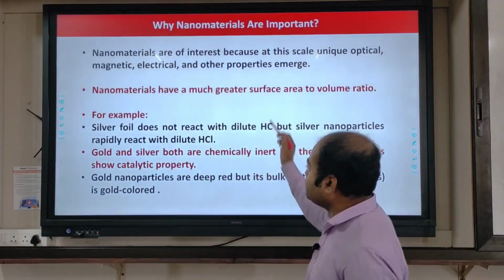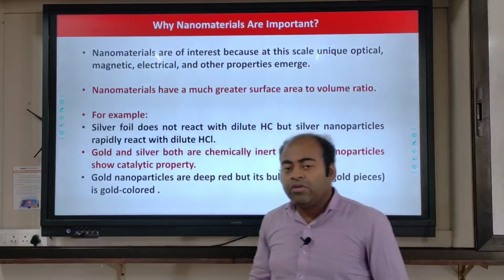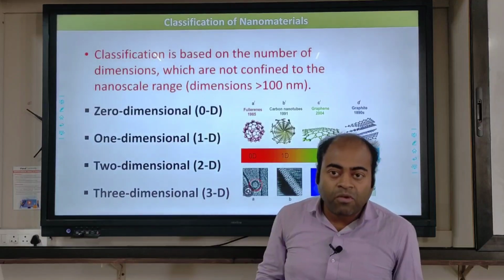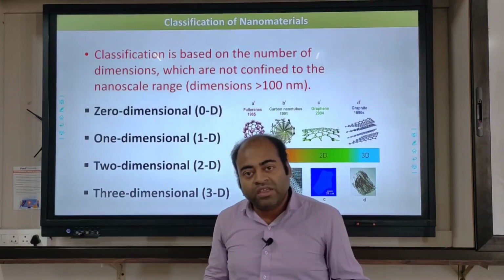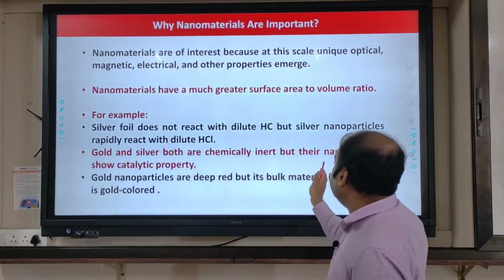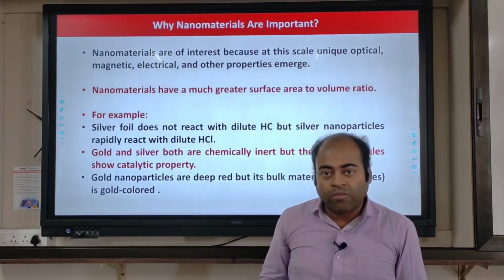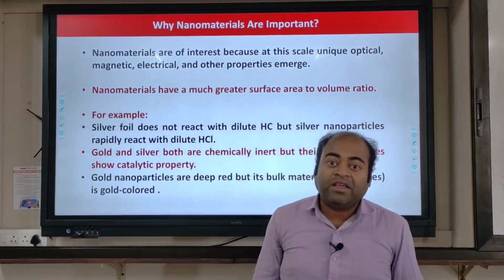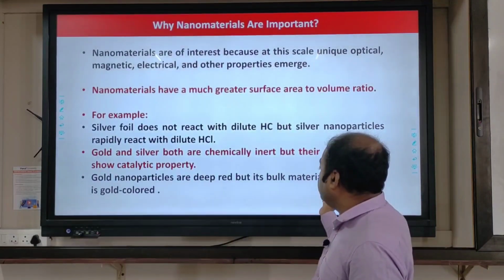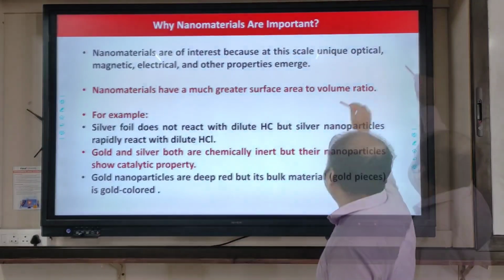For example, silver foil does not react with dilute HCl. We have seen that dilute HCl cannot react with silver foil, but if that silver is in the form of nanoparticles, then it can easily react even with dilute HCl. Gold and silver are both chemically inert, but the nanoparticles show catalytic as well as antibacterial properties. We know that gold is a noble metal and silver is also not very reactive, but the nanoparticles are highly reactive. Also, gold nanoparticles show different colors, and that is due to some new quantum effect of the nanoparticles.